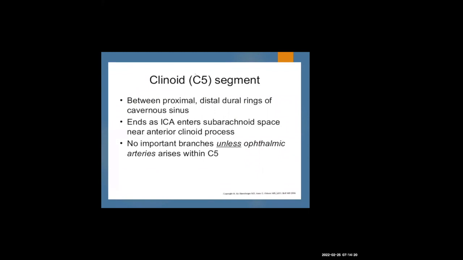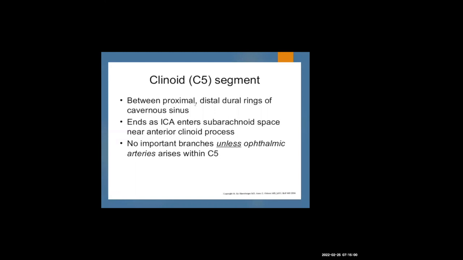So there's another very short segment, the C5, or sometimes referred to as a clinoid segment. And this segment is actually where the internal carotid artery is passing between the two dural reflections that envelop the cavernous sinus. So there's a proximal and a distal dural ring of the cavernous sinus. And this segment is the segment that exists between these two dural rings. And this ends as the internal carotid artery will then become subarachnoid in location near the anterior clinoid process. Normally, no branches exist at this clinoid C5 segment, but occasionally there's an anatomic variation in which the ophthalmic artery will rise more proximally within the C5 segment.